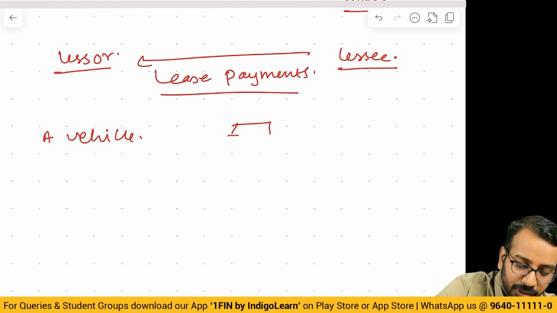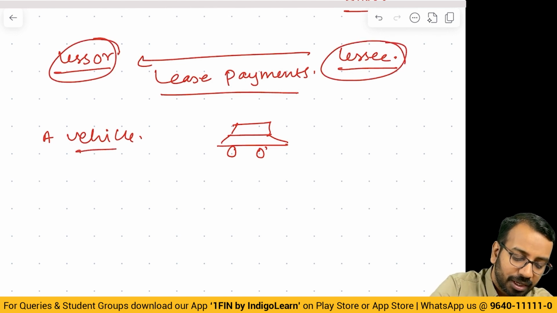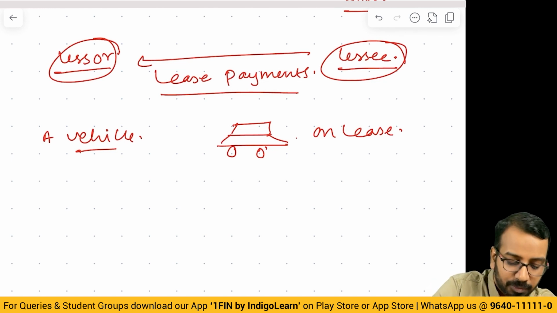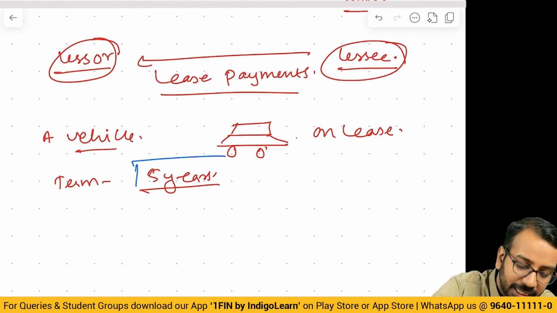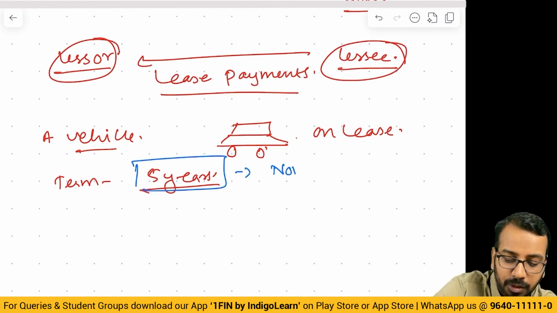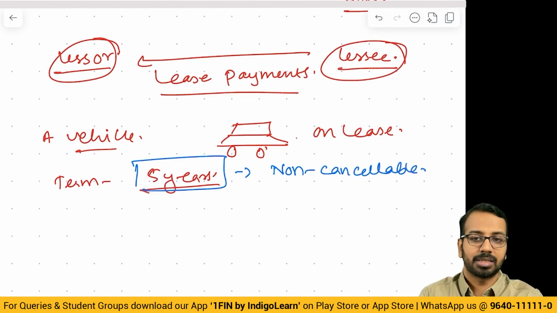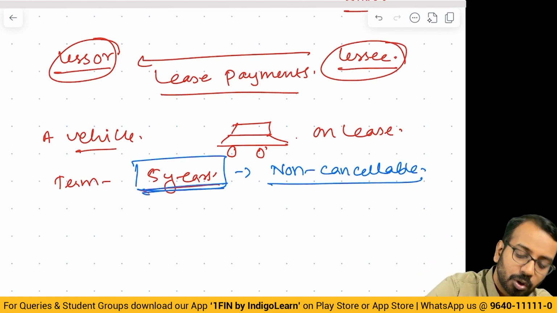So I have taken a car on lease. There is a lessor, there is a lessee. I have taken a vehicle or a car on lease. The term is 5 years. When I say the term is 5 years, I am referring to the non-cancellable period. Always remember, the lease term is the non-cancellable period. So I have taken it for a term of 5 years, which is a non-cancellable period.